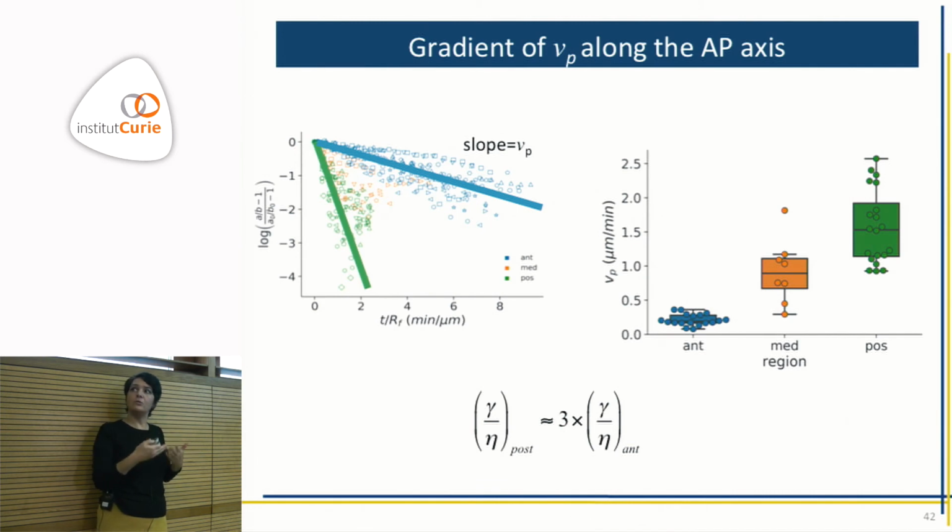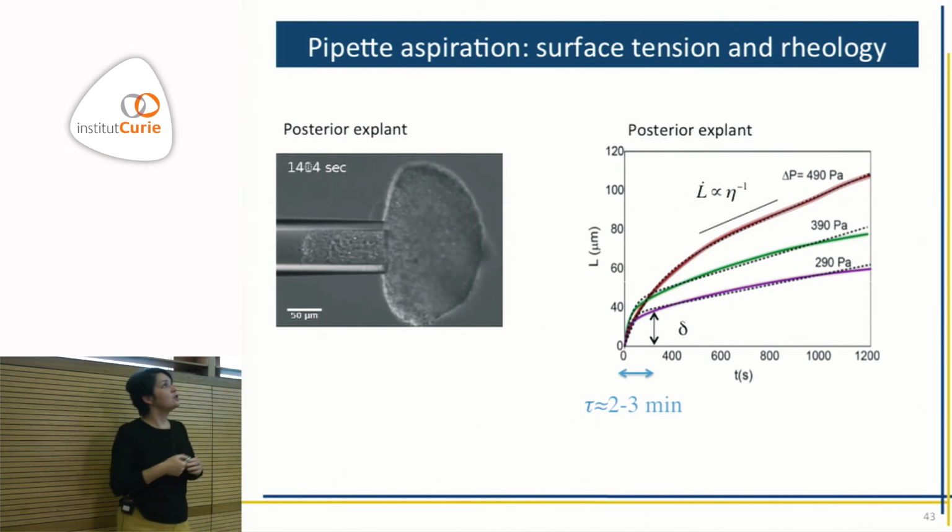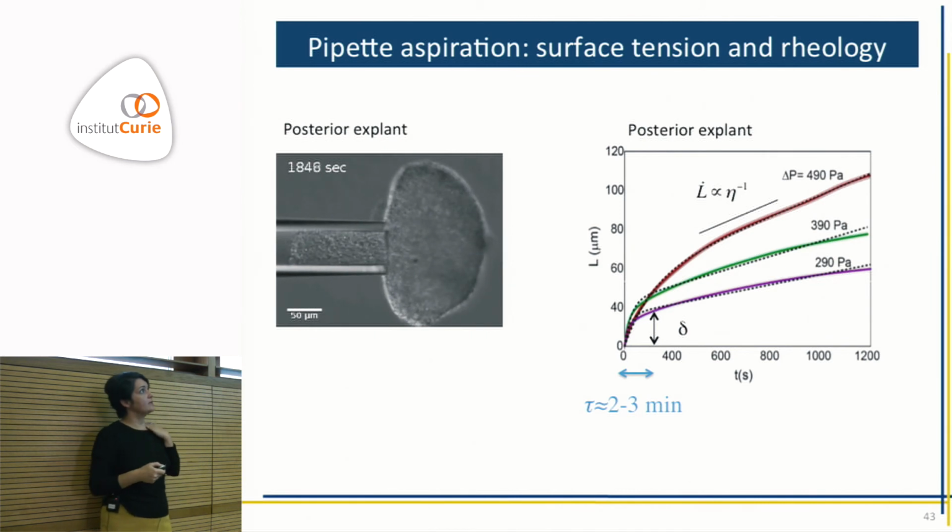So now, how can we get these values separately? I don't know how I am doing for the time. I'm 5 minutes, yeah. Okay.